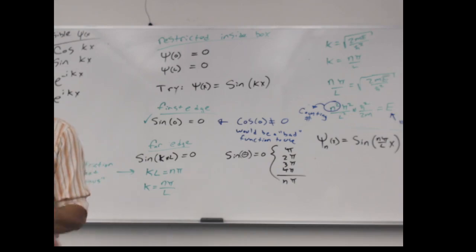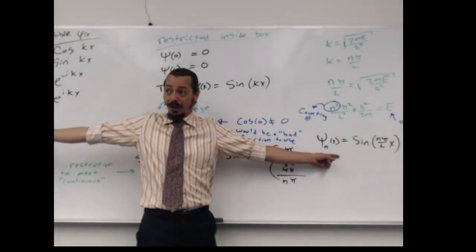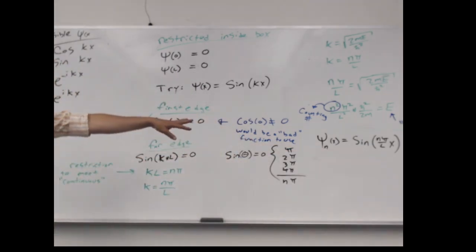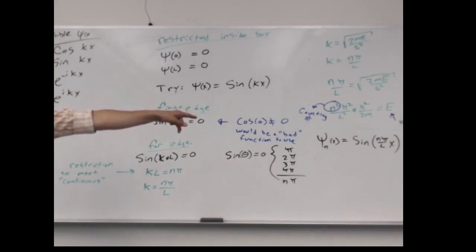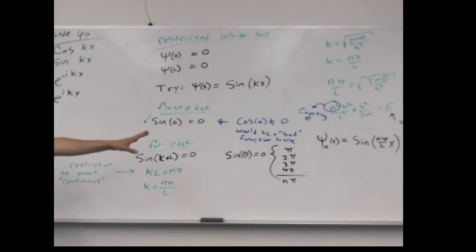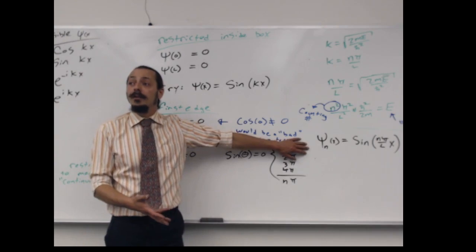Why? Hamiltonian's a Hermitian operator. Eigenfunctions of a Hermitian operator are orthogonal to each other. So we already know if we do psi of 1 and psi of 2, that integral is going to be 0. If we do psi of 2 and psi of 3, that integral is going to be 0. Because these functions should be orthogonal to each other, because this is a Hermitian operator, and these are solutions to an eigenvalue problem of a Hermitian operator.